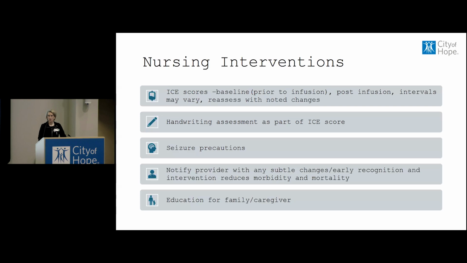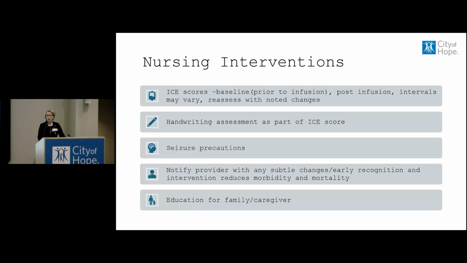So if the patient starts to exhibit behavior, it may be important to increase the frequency of the ICE score in order to identify changes and be able to notify providers so they can intervene appropriately and in a timely fashion to decrease the risk of the patient having a higher level of ICANS. Handwriting assessment is part of the ICE score. So we use a standard sentence so that it can be compared.